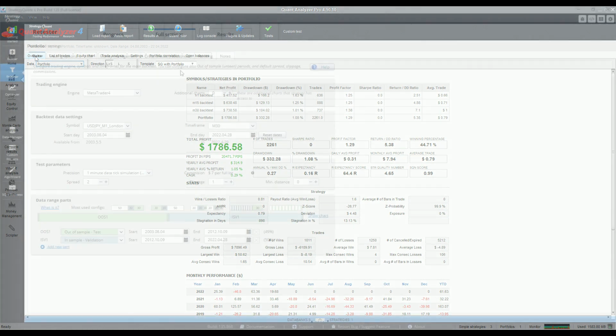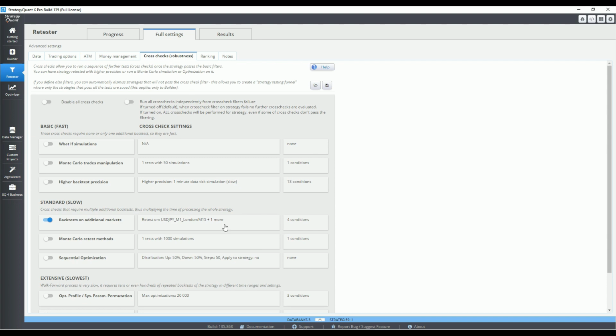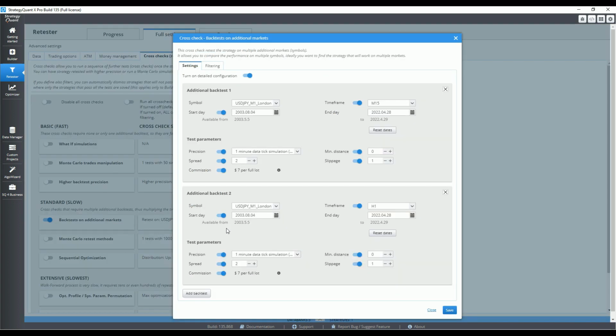If you're backtesting in StrategyQuant instead, you have the option to partition your data into multiple segments and apply automatic performance filters to each segment. This helps you quickly focus on strategies that have performed consistently well over the historical period. For this example, I'll partition the 18-year backtest into 2 equal segments. Now head over to the Cross-Checks tab and select the Additional Markets check. Set up the additional backtests as per your time frame of choice.